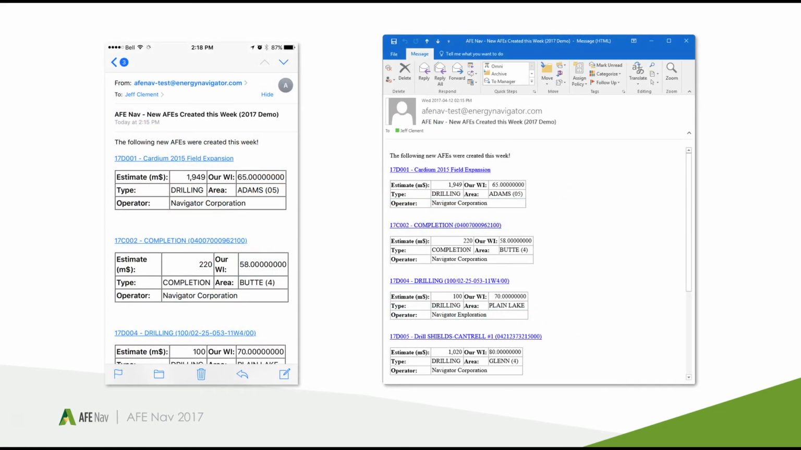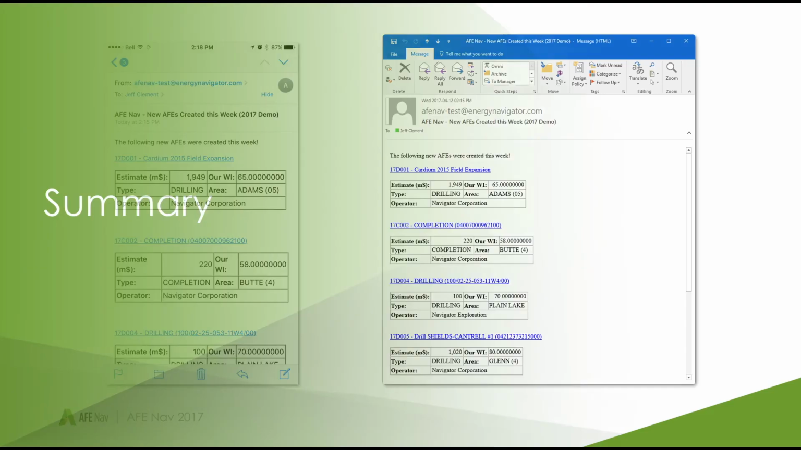These emails are an example of what our configured reminder would look like. The administrator chose when the reminder would be sent, which AFEs would be included in the reminder, and who the reminder would be sent to. In addition, the administrator configures what extra information is included in the reminder body. As with notifications, all of AFE Navigator's out-of-the-box email reminders are configured in this way, allowing you to fine-tune the out-of-the-box reminders or use them as a starting point when creating your own.